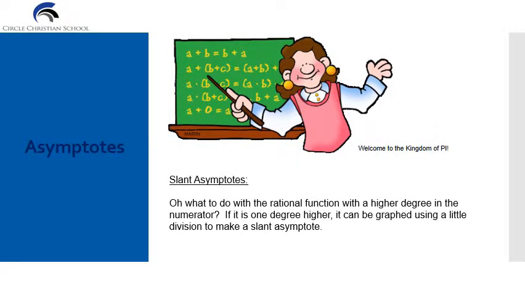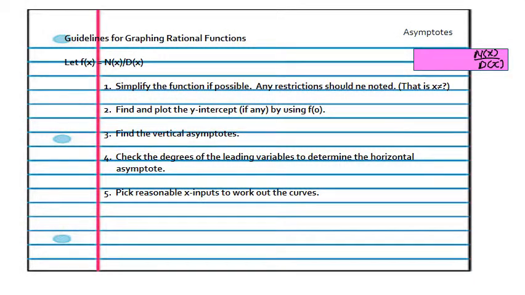Asymptotes, the place where the function gets very, very close to, but never crosses. These are the basic guidelines for graphing a rational function. And a rational function, you'll remember, has a function in the numerator and a function in the denominator.